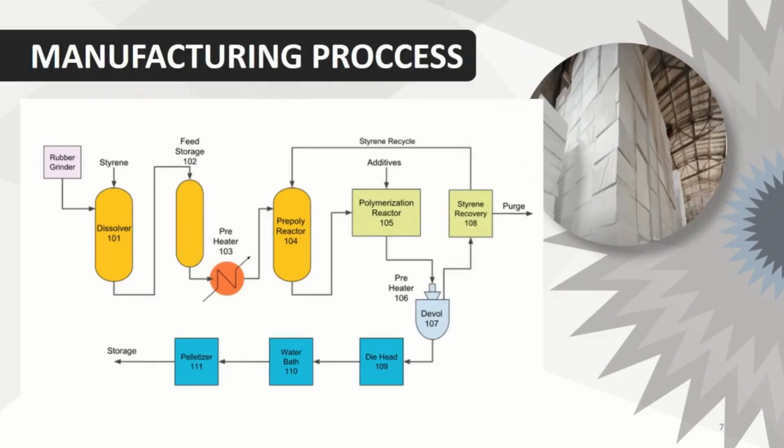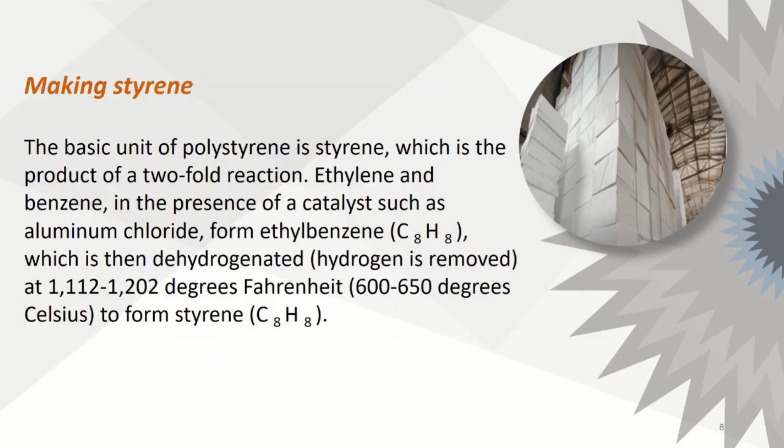Okay, moving to my next point, the manufacturing process. This is a polystyrene manufacturing process flow diagram. I think you can get some ideas from this diagram. Now I am going to talk about the production process. The first step is making styrene.